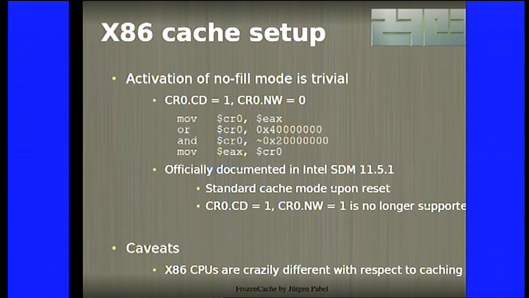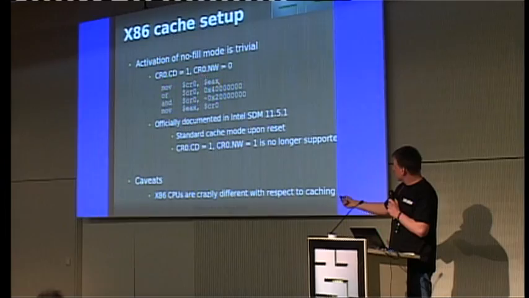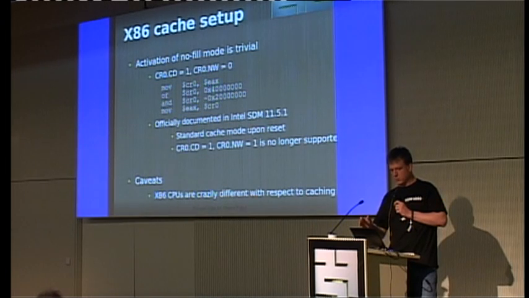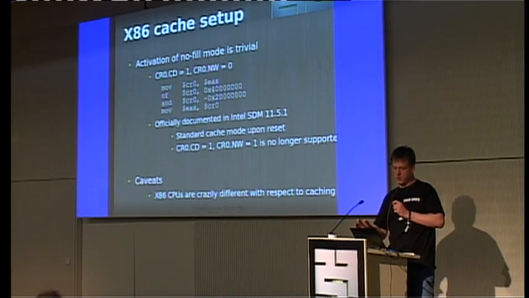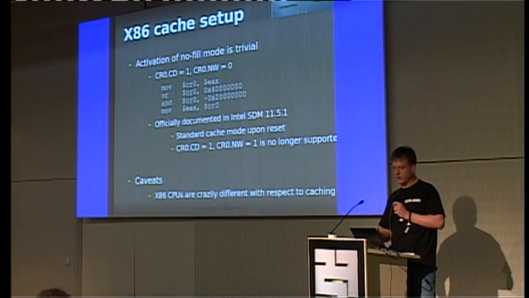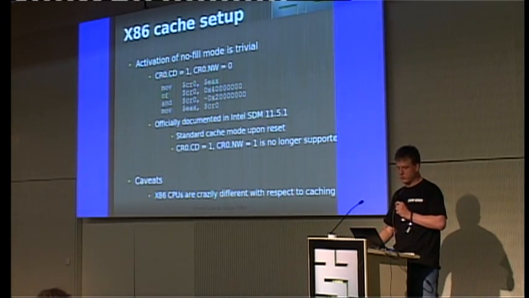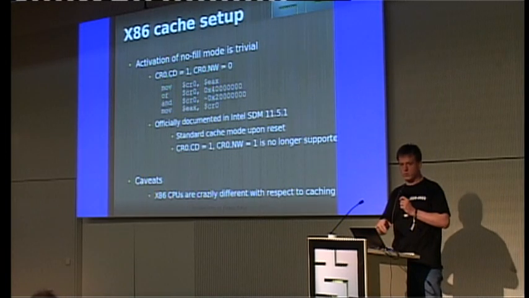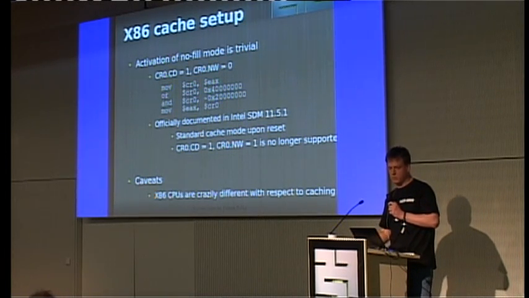So when you want to activate the no-fill mode, all you have to do essentially is flip two bits, the cache disable and the not write through bit, and we have the assembly instructions up here. From what I said in the beginning, activating the cache disable bit prevents the data from being pulled into the cache, whereas the not write through bit prevents it from being pushed out to the memory again. Turns out this not write through bit is not really supported anymore. So essentially it comes down to a single bit, the cache disable bit, and the various combinations that you can have with two bits are documented in Intel's software development manual.